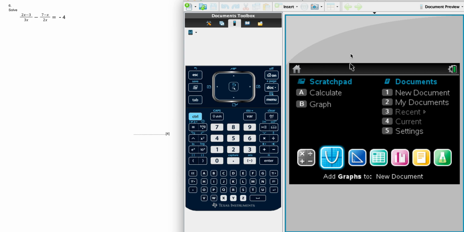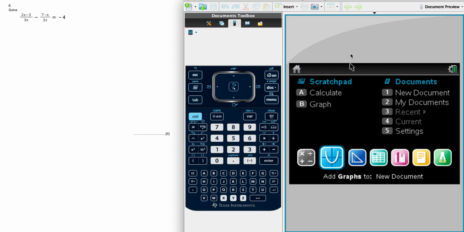Okay, so for this question, we have an equation with fractions involved. So it's an algebraic fraction, and because it's got x's on the top and bottom, we're expecting it to become quite probably a quadratic at the end as well. So to start off with, we need to make sure that the denominators are the same.